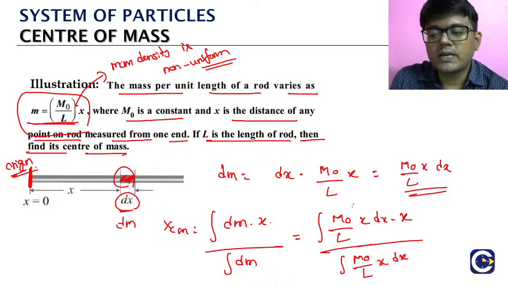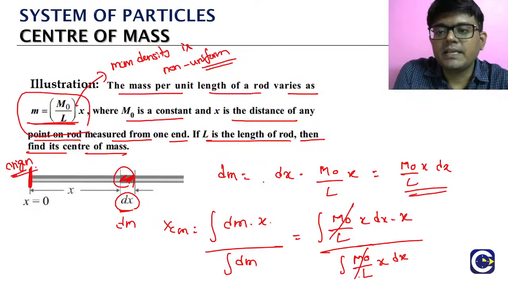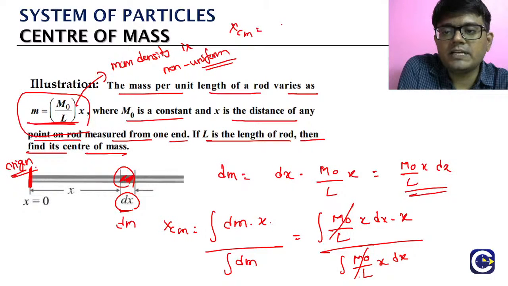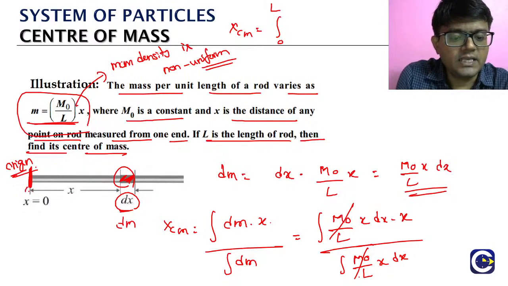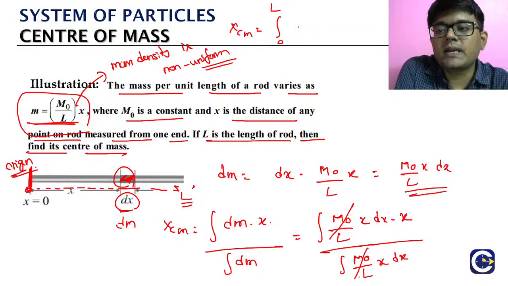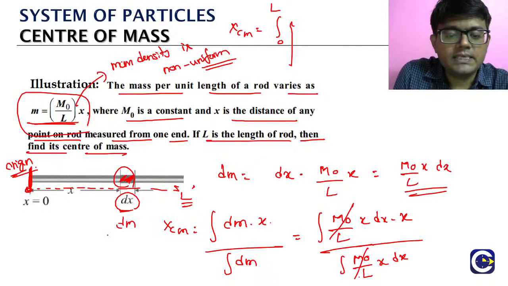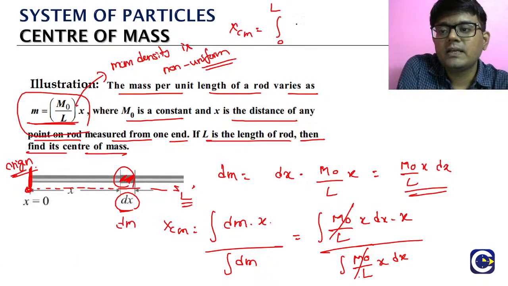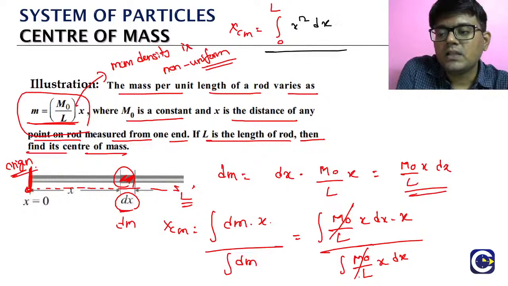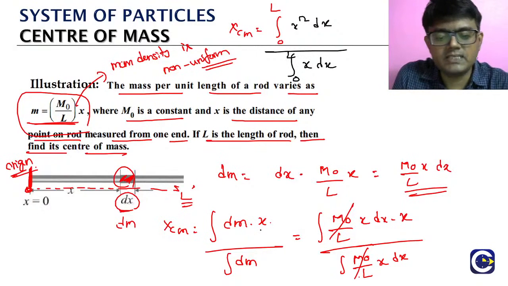In the numerator and the denominator, m naught by L will come out, since it is a constant, and it cancels. What is the remaining thing, the integral. The integration limits are 0 to L, because starting from here we are covering all the elements up to the total length of the rod. In the numerator we have x square dx, and in the denominator x dx. That is all; if we conclude that integration, we'll get the answer.